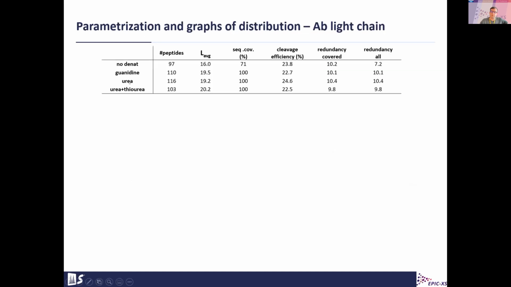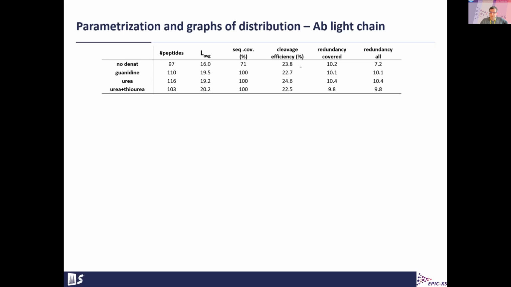Here we are comparing 4 different conditions: reduction under HDX conditions without denaturing agents, with guanidine, with urea, or urea thiourea. And you can see the numbers for the individual conditions. Definitely here, no denaturing agent means that we are not having full sequence coverage. The average redundancy is a bit lower than for the other conditions. Also, the number of peptides is a bit lower. But we are having slightly shorter peptides, which is because the denaturing agents are affecting the protease as well.